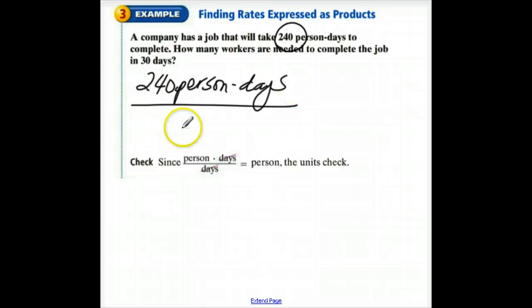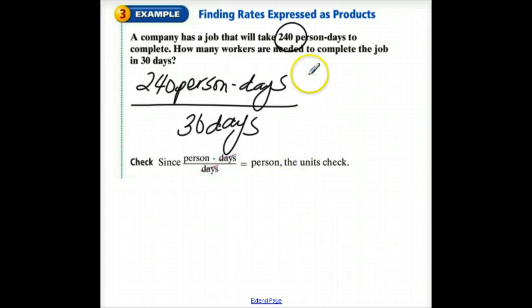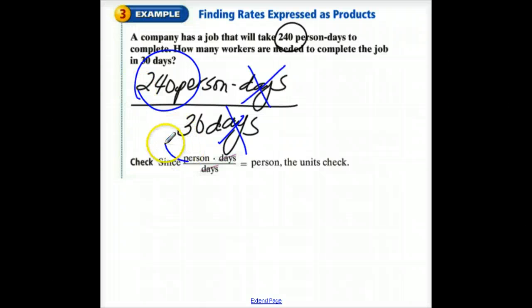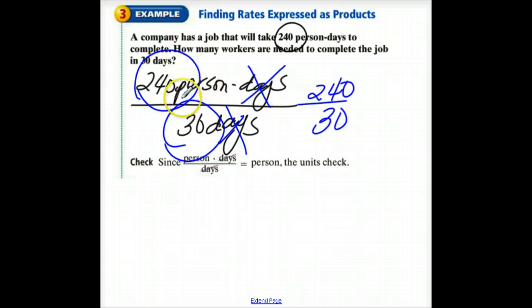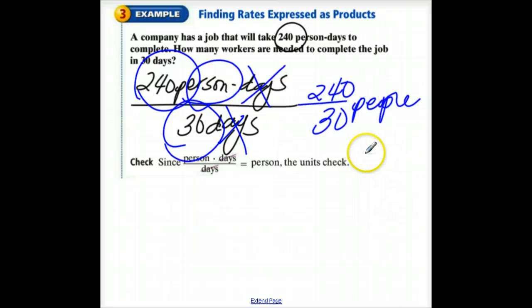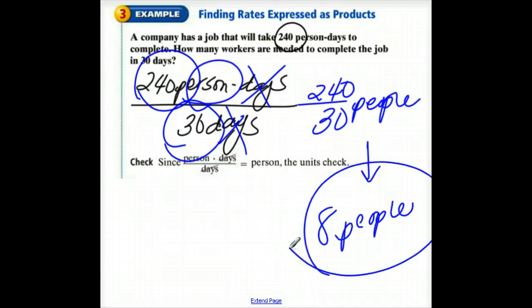So 240 person days, but we only have 30 days to get the job done. We want to know how many people we need. Well, if you look really quick, the way we set this up, days and days cancel out. If I take 240 divided by 30, my label is persons or people. 240 divided by 30 equals 8. The answer is 8 people to get this job done in 30 days.